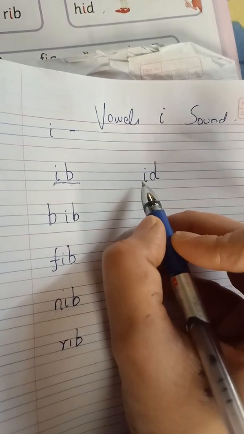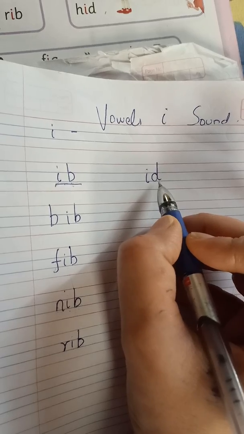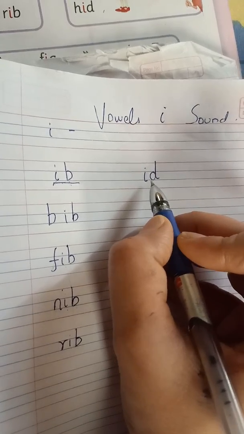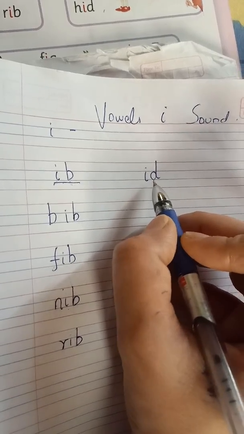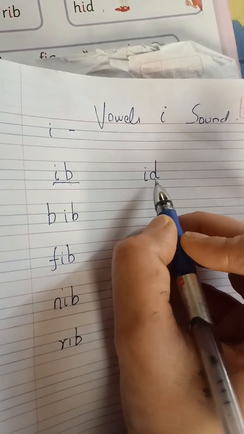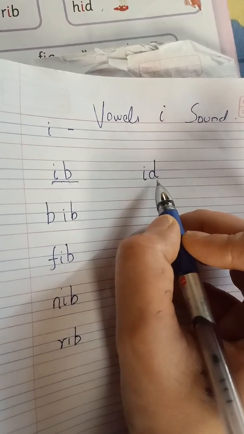Okay, then let's take the second sound, that is I and D. Okay, what will ID be? I is E and the sound of D is D, so it is going to be id. Okay, it is going to be id.